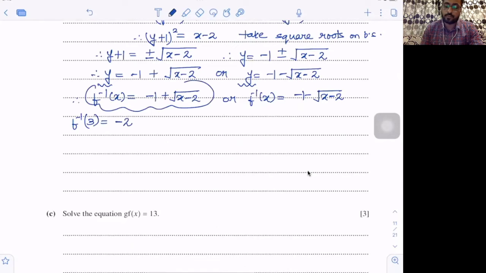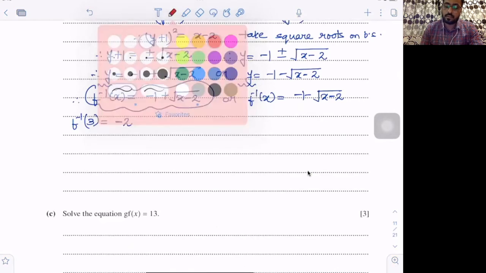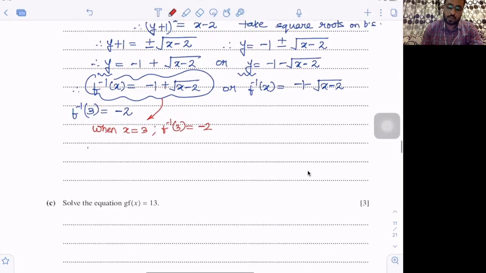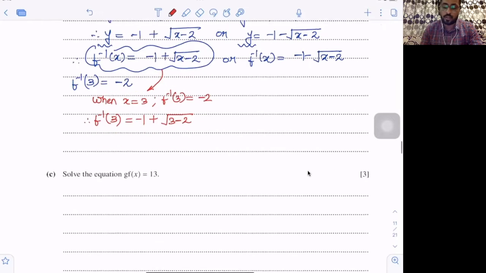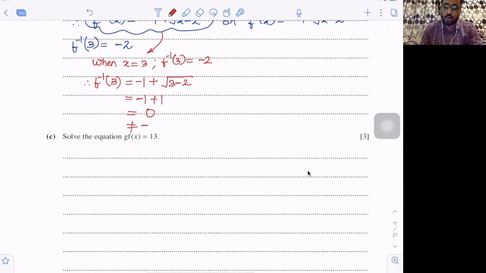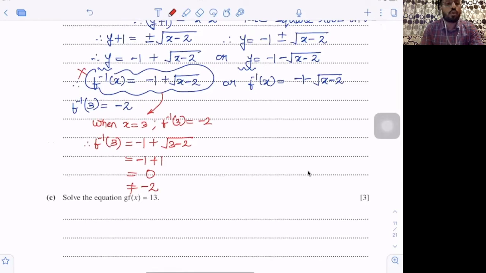Let's check this one. So when x is 3, f inverse of 3 should give me minus 2. Let's check it. So I get f inverse of x taken as minus 1 plus root of 3 minus 2. So what is 3 minus 2? That's 1. Root of 1 is 1. So that gives me minus 1 plus 1, which is 0. f inverse of 3 has come 0, which is definitely not minus 2. So this is not the correct answer. So it becomes common sense that the second one is the correct answer.